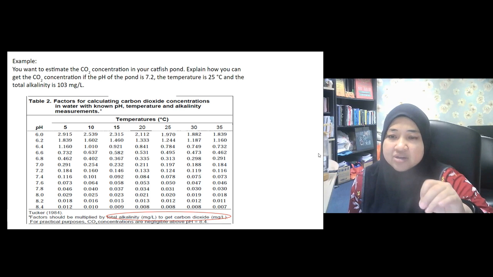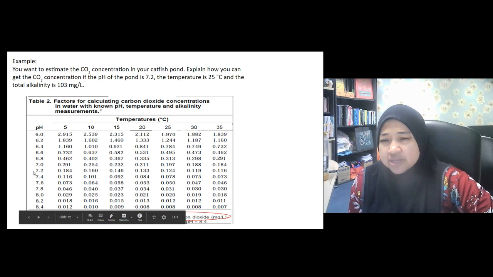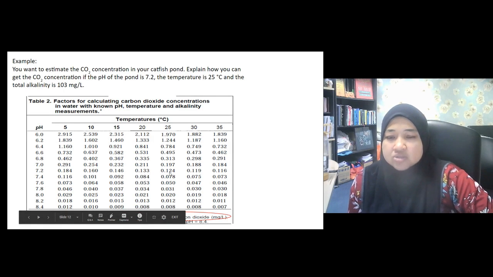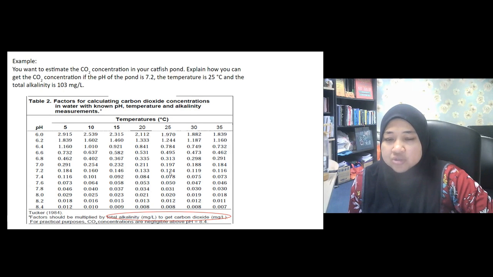Now look at the question again. How do you find the factor for your question? It gives you the pH value 7.2, so you look at 7.2 here, and you need to multiply with the total alkalinity value. You gave the temperature just now, right, 25 degrees Celsius. At 25 degrees Celsius and pH 7.2, the factor is 0.124. You take this factor 0.124, multiply with 103, and then you will get the carbon dioxide value. So that is the estimation.